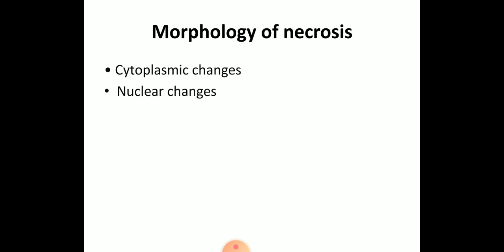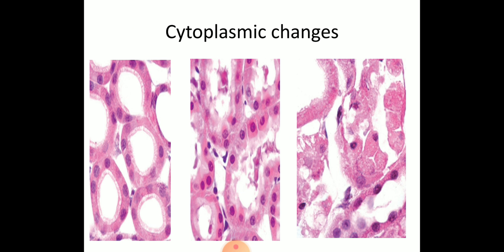There are two characteristic morphological features of necrosis that take place in the cytoplasm and the nucleus. Which are the cytoplasmic changes? In the first figure, you can see normal kidney tubules with viable epithelial cells, while in the second figure, you can see early reversible ischemic changes showing surface blebs, increased eosinophilia of the cytoplasm, and swelling of occasional cells. In the last figure, you can see irreversible cell injury: there is necrosis of the epithelial cells with loss of nuclei and fragmentation of the cell, which leads to leakage of the contents.